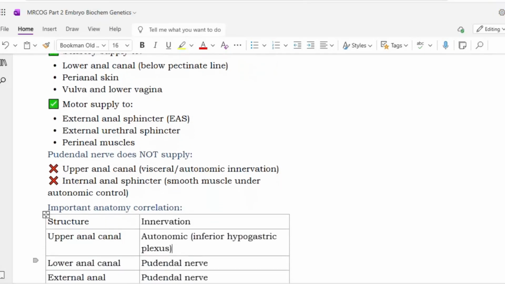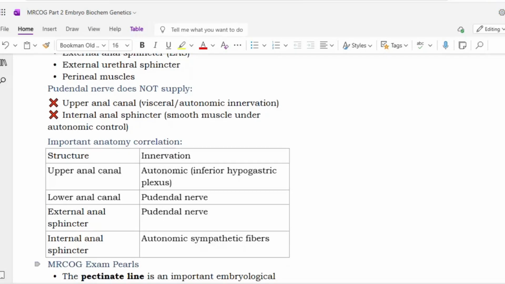Okay. So important anatomical correlations. Upper anal canal has autonomic supply from inferior hypogastric plexus. Lower anal canal from the pudendal nerve. External anal sphincter from pudendal nerve. Internal anal sphincter, autonomic sympathetic fibers.